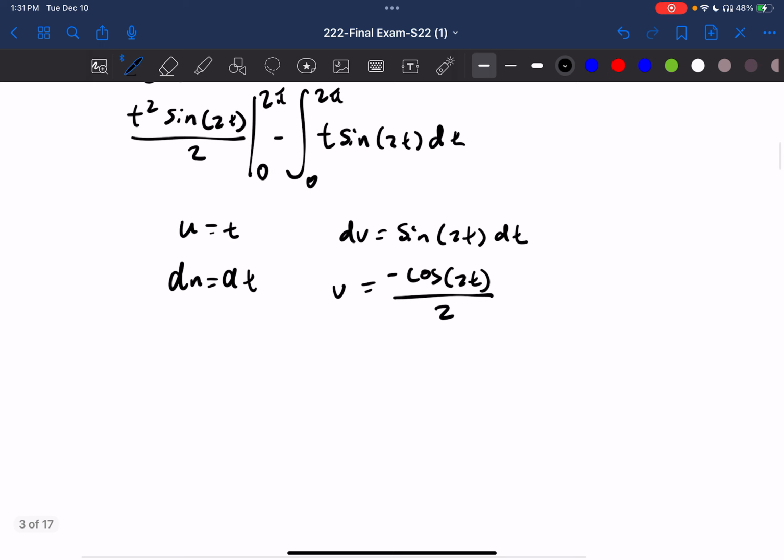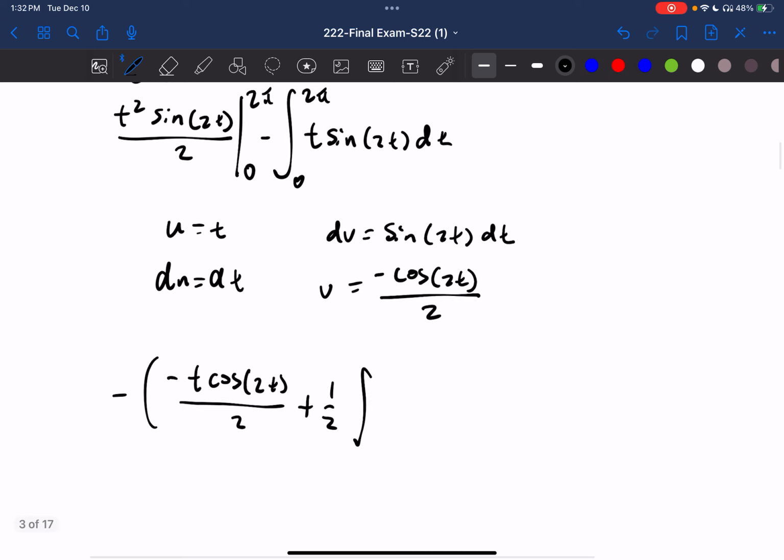Now, we can't forget the negative sign here. We need to distribute this in a second. Applying our integration by parts, we're going to get negative t times cosine 2t, all divided by 2. Now we're going to have a minus integral, but notice this negative and this negative will make a positive. So let's just write plus. Notice this 2 is a constant. We can bring that out front as a 1/2. The integral of cosine 2t dt.